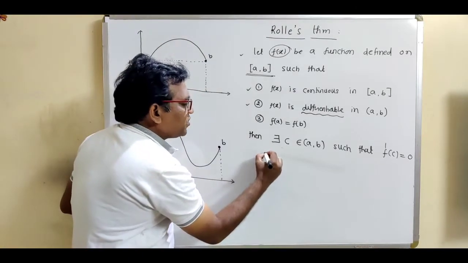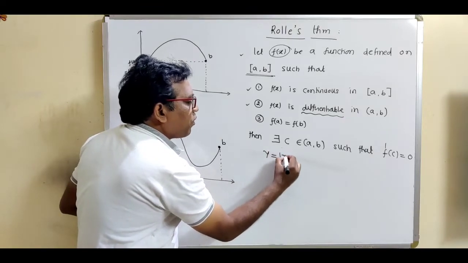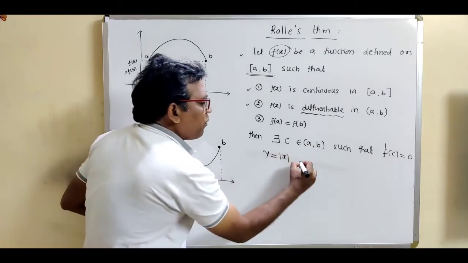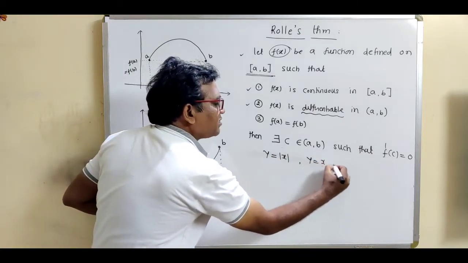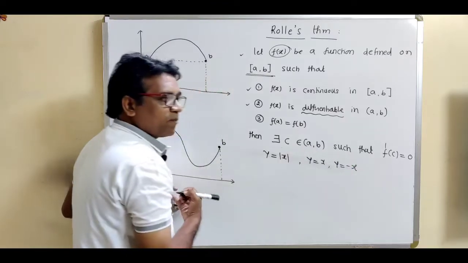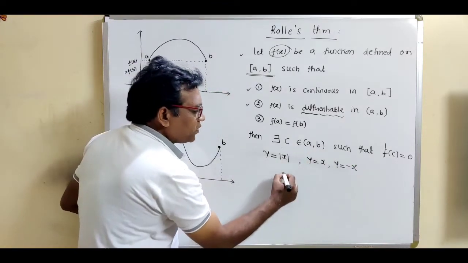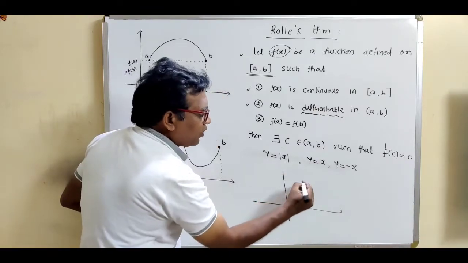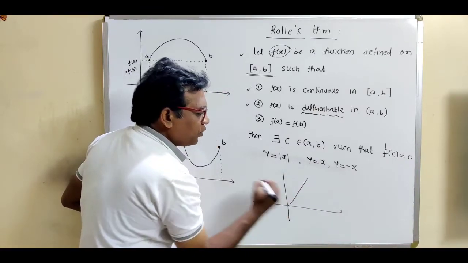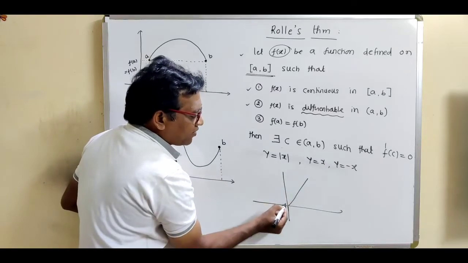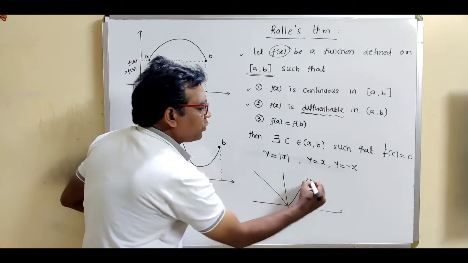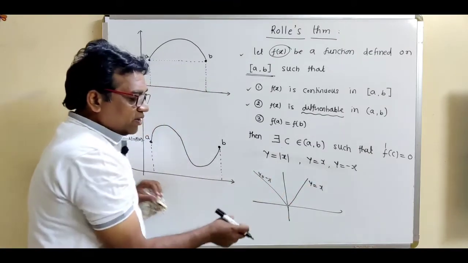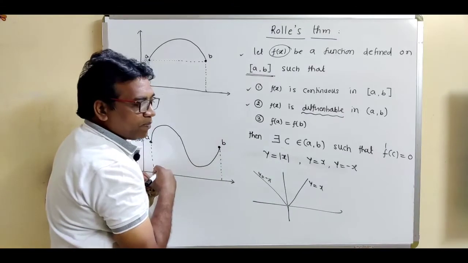Now suppose we consider the function f(x) = |x|, or y = |x|. Now y = |x| means y = x and y = -x. If we draw the graph of this function, then this is the graph of that function. y = x is this graph, and y = -x is this graph. So this total graph is the graph of y = |x|.